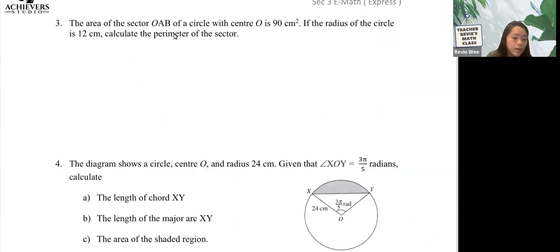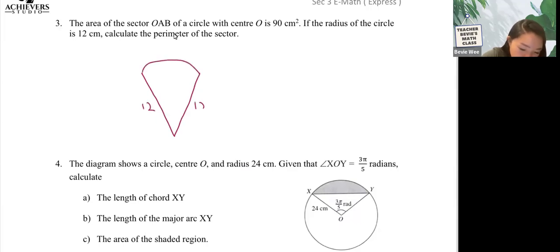Okay, this one. The area of a sector OAB of a circle with center O is 90 cm square. Sorry, the radius is 12. So I'm going to draw it out. This is 12 by 12. The area of the sector is 90 cm square. I want to find the perimeter.